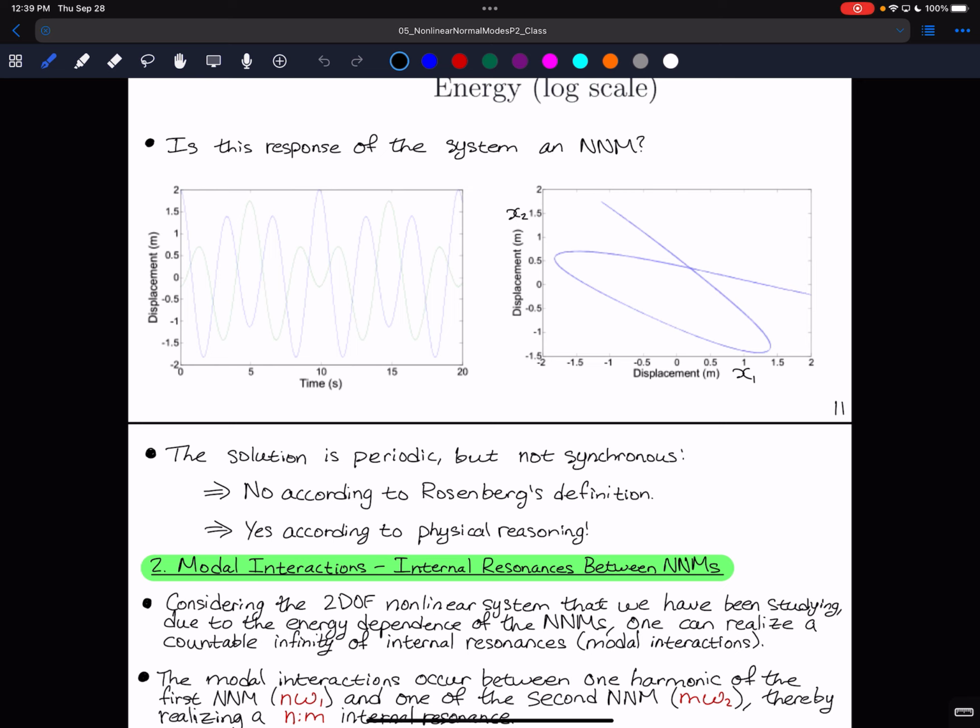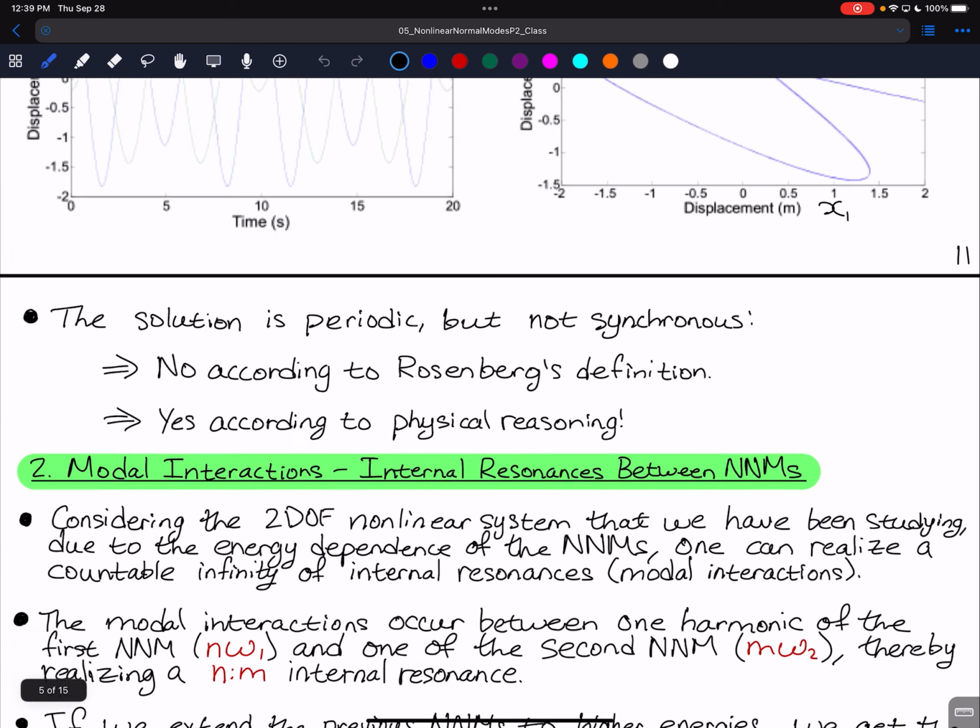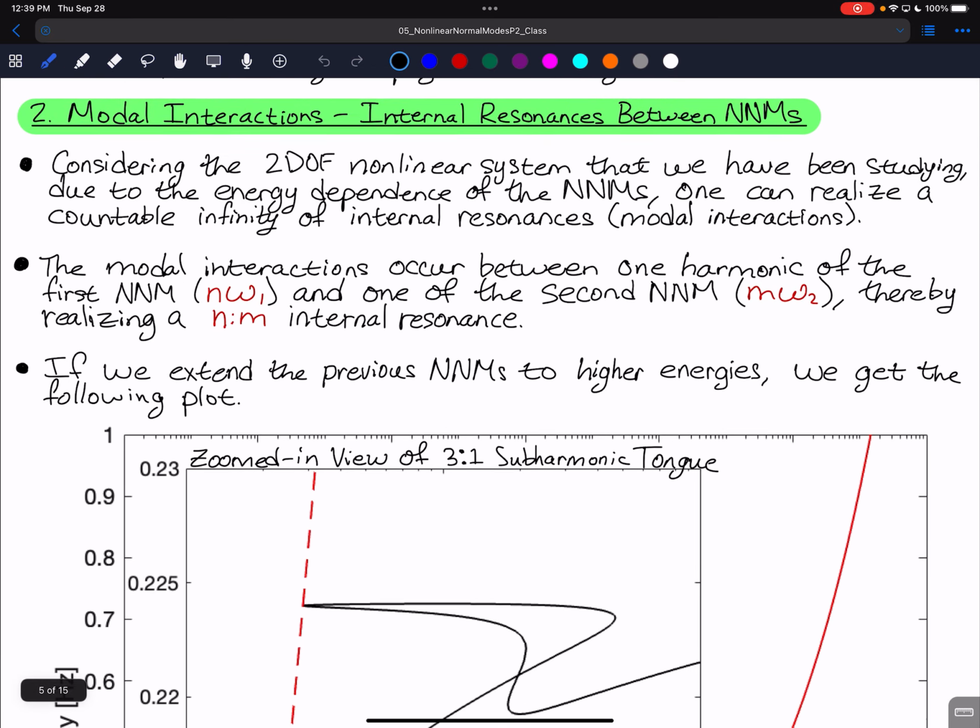All right, we're going to come back to this problem in the sense of, is Rosenberg's definition complete, or does it need to be modified after we go through the next fundamental property, which is a discussion of modal interactions or internal resonances between the NNMs. All right, so we're going to again consider that same 2 degree of freedom system that we were studying in the previous section.